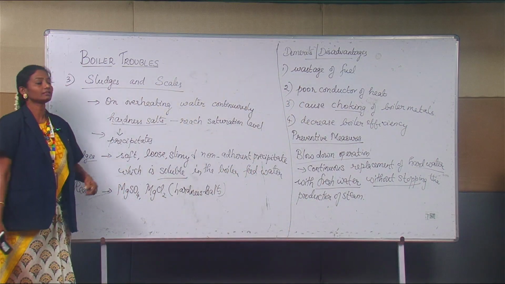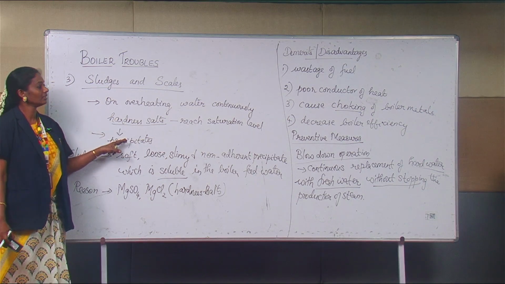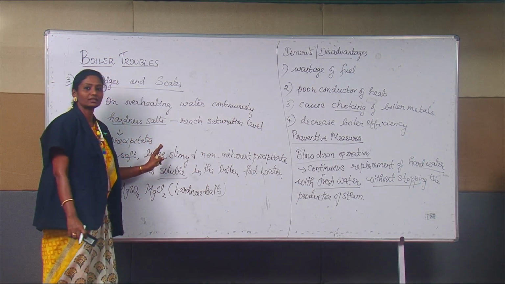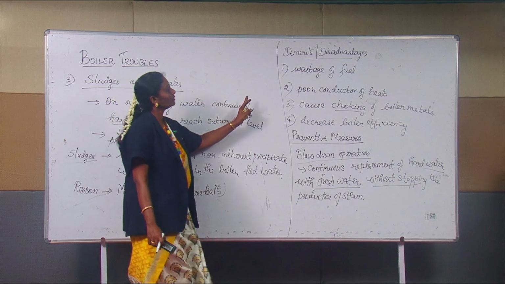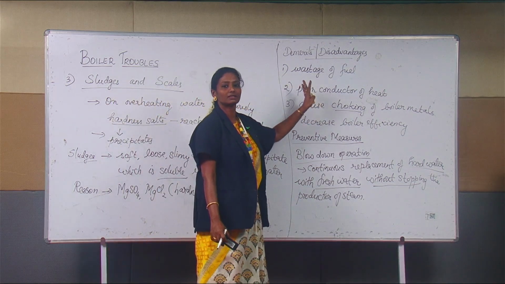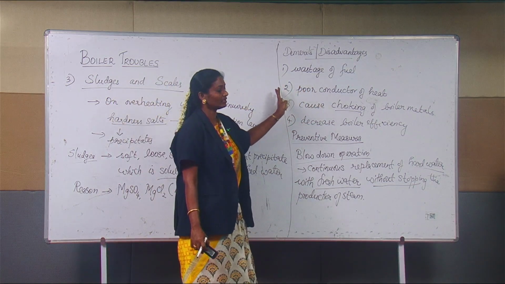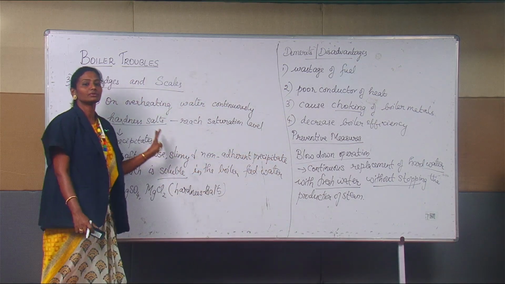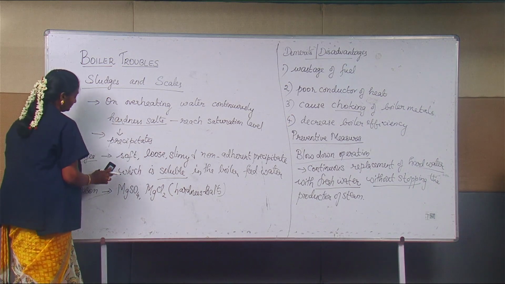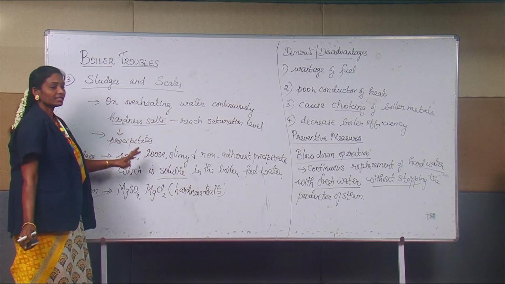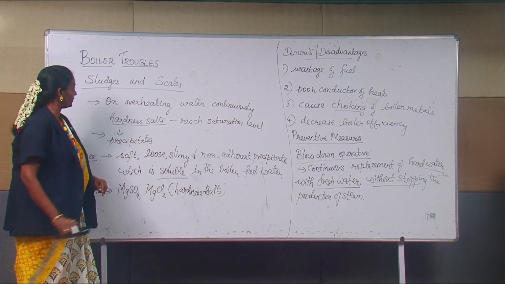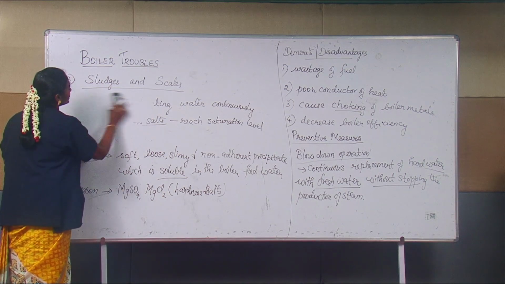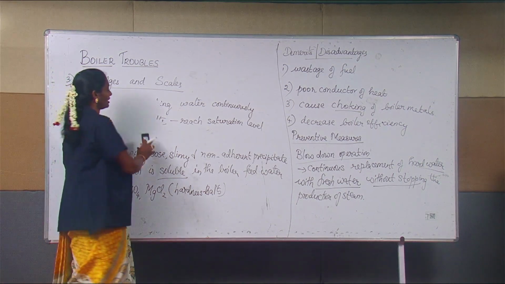So we have seen the boiler trouble, sludge, what is sludge, the reason, and how the sludges will cause the disadvantages to the boilers and how it can be prevented. Now we shall move on to scales. It's just the opposite, and before moving on to scales, we shall see the representation of sludge.